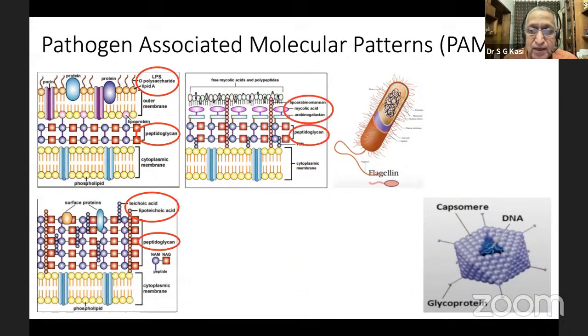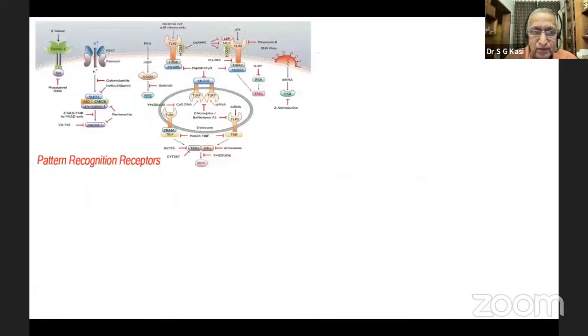Mycobacteria have mycolic acids. Flagellin is a very important PAMP. Viral RNA and DNA are also very strong pathogen-associated molecular patterns.